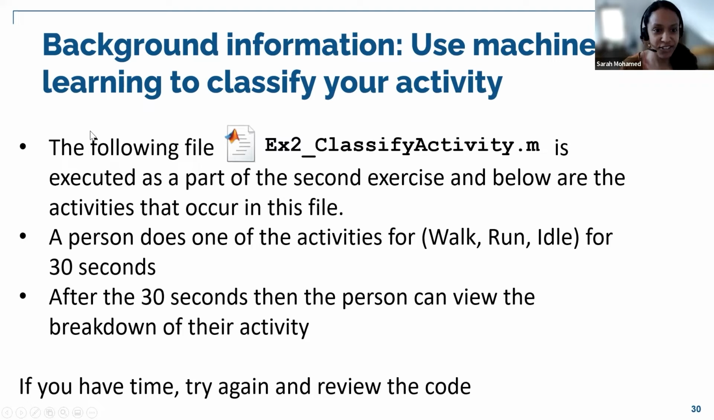In the file exercise 2 classify activity, what you'll do is either walk or run or stay idle for 30 seconds, and the code will track those 30 seconds for you. Once those 30 seconds have passed, you can view that plot of your activity, and if you have extra time, you can run the code multiple times as well.